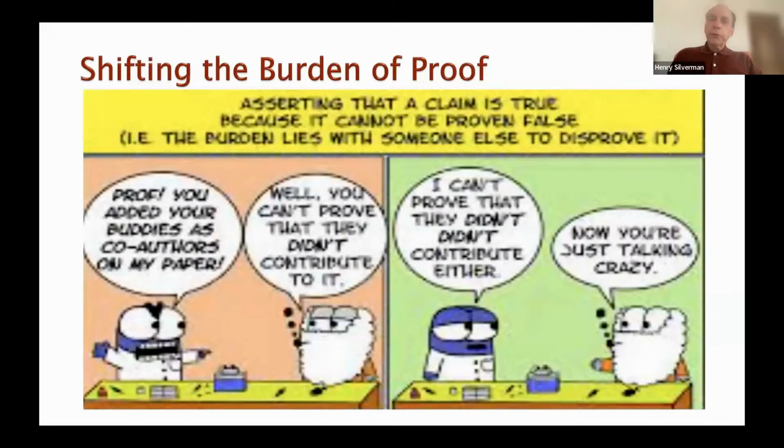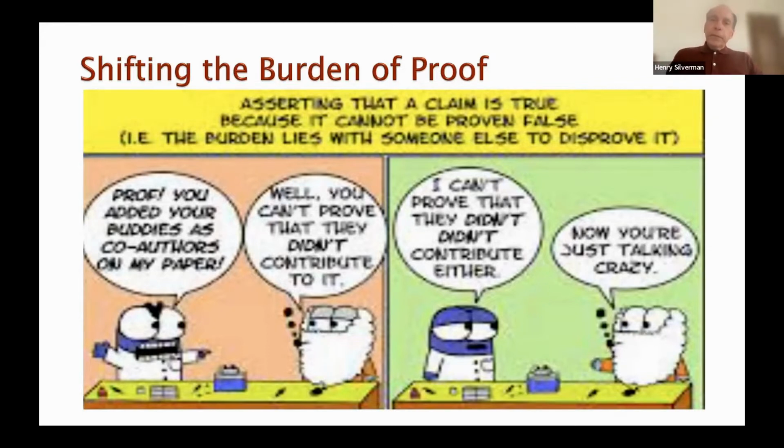Shifting the burden of proof: asserting that a claim is true because it cannot be proven false, so the burden lies with someone else to disprove it. So for example, Prof, you added your buddies as co-authors on my paper. Well, you can't prove that they didn't contribute to it. I can't prove that they didn't contribute either. Now you're just talking crazy.